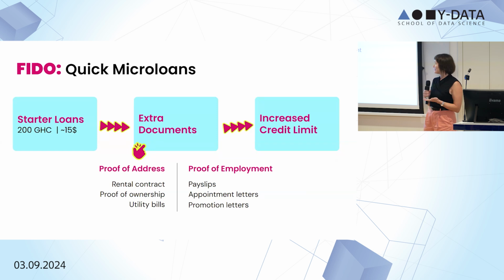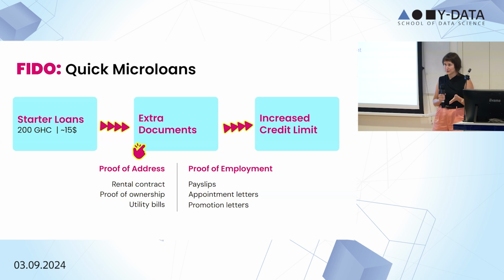Fido is a company that provides small microloans through a mobile app to customers who do not have bank accounts. So these loans start with 200 Ghanaian cedis, which is roughly around 15 American dollars. But in order to increase the credit limit, the customer can upload some supporting documents. These documents could be, for example, the documents that prove their address. It can be a rental contract, it can be a water bill, it can be other utility bills, or it can be a document that proves the employment of the customer, namely a work contract or a payslip.